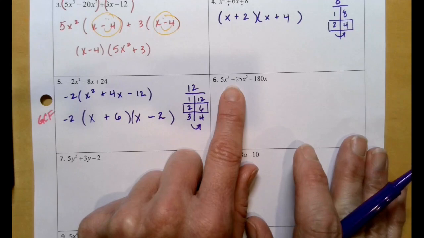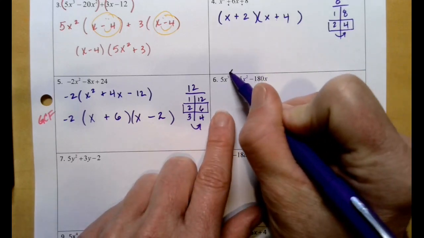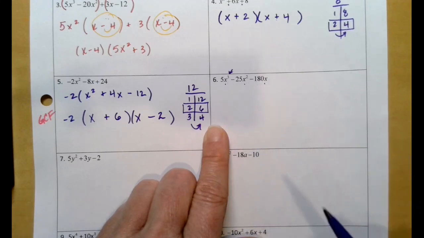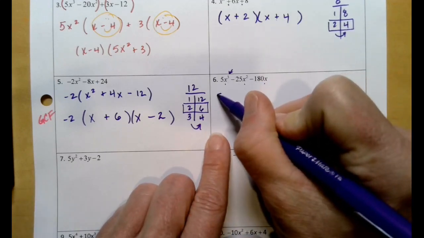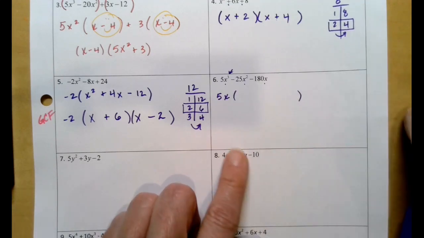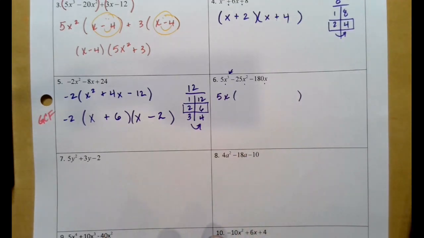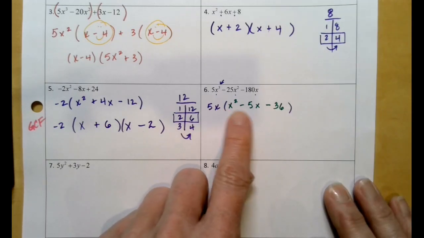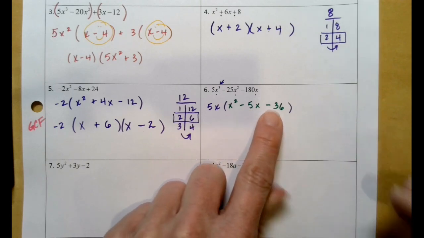All right, here we go. Don't be worried about this to the 3rd power, because I see a GCF that can come out. Why don't you go ahead and factor this out and come back and tell me what's left. So we've got 5x on the outside, x squared minus 5x minus 36.